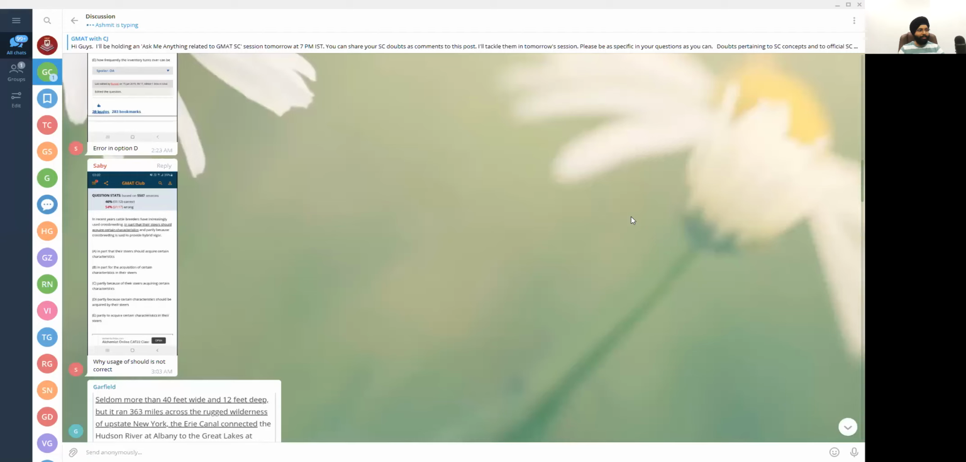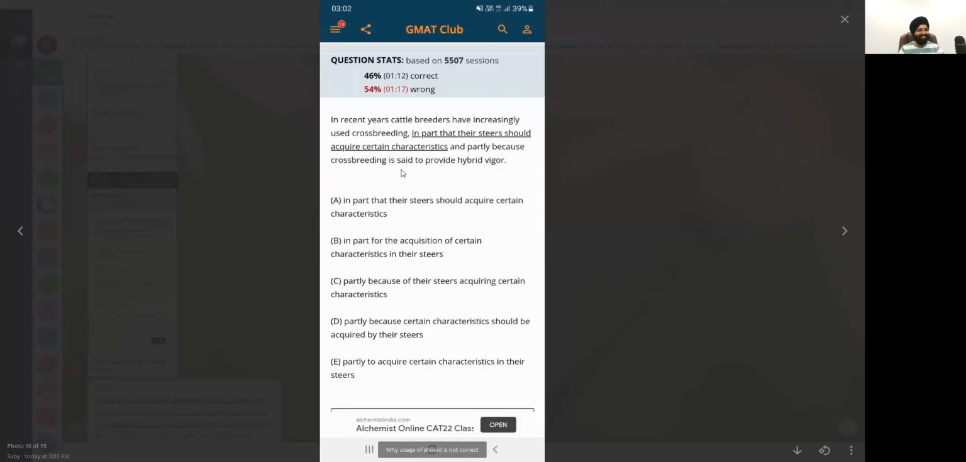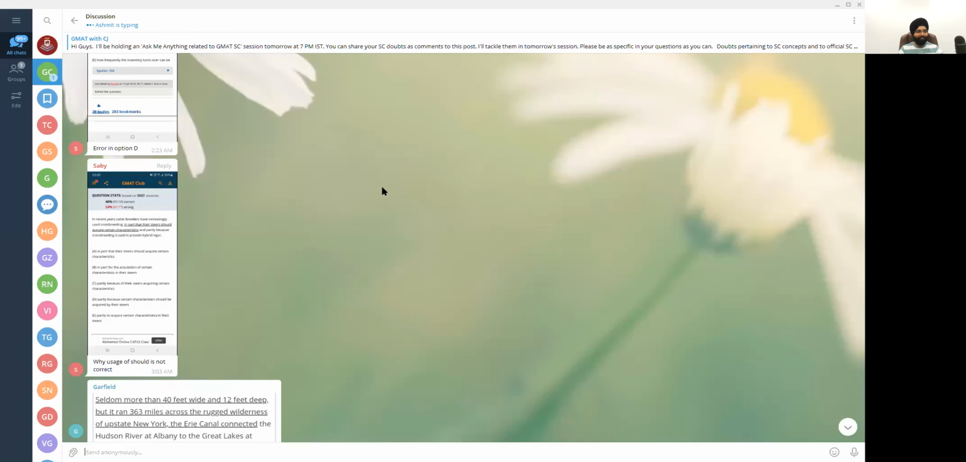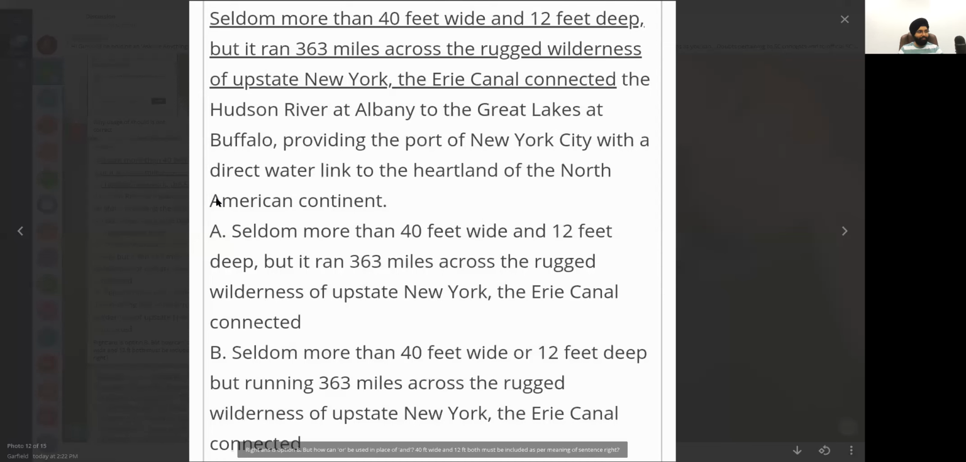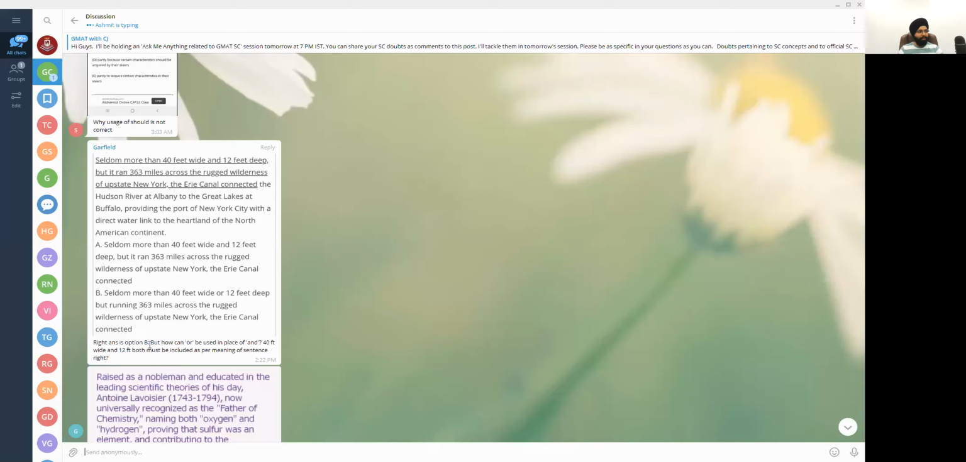Why is the usage of should not correct? Because, which option? I'm not sure. Should is again a moral obligation kind of thing: that their slayer should acquire certain characteristics. Should indicates a kind of moral obligation, which does not make sense here. That is what makes it wrong. Okay, I'll move on. Right answer is option B.